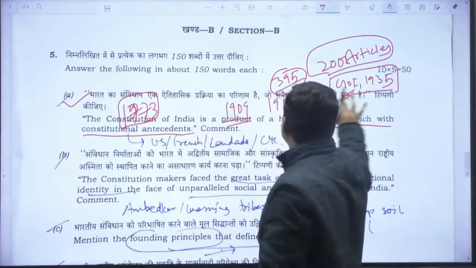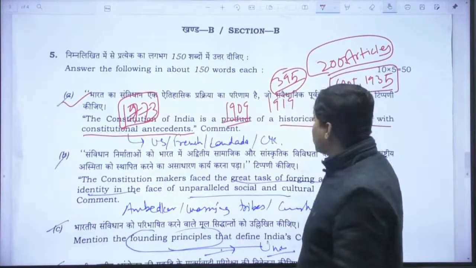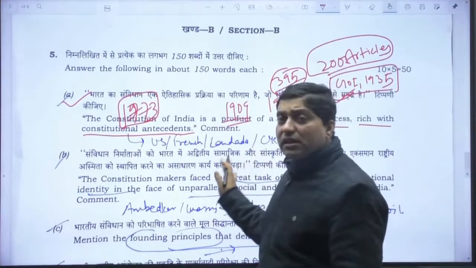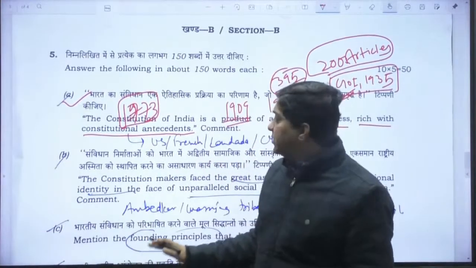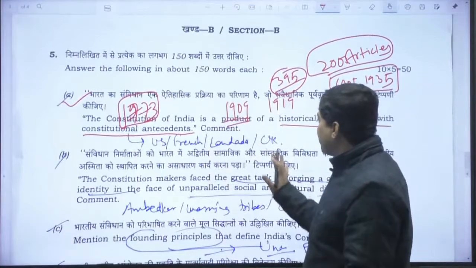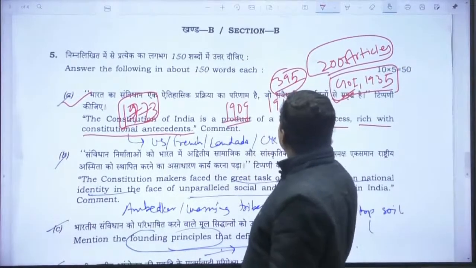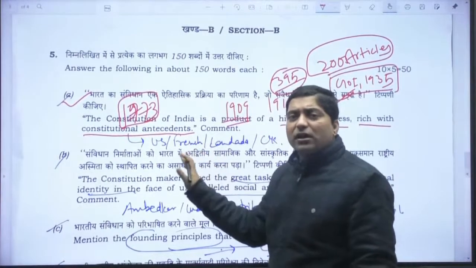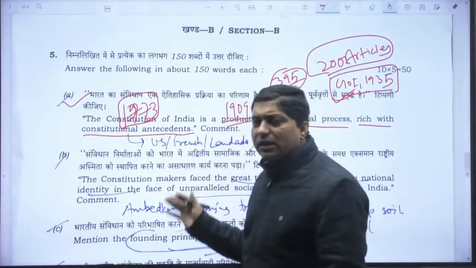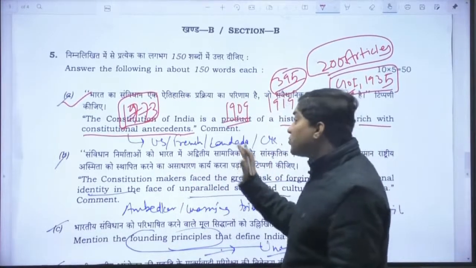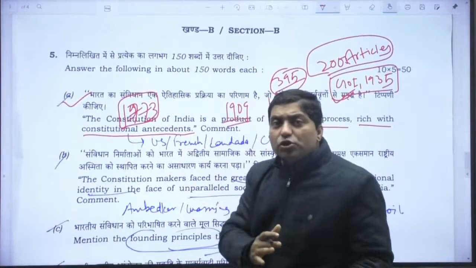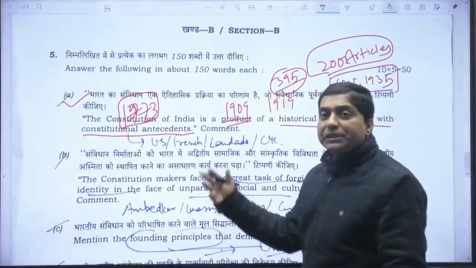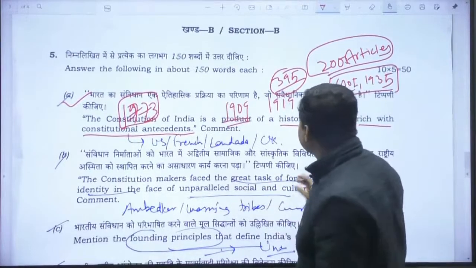So it has a journey, particularly a historical process, and it has also reached with constitutional antecedents rather than being accidental, right? So that is what you have to write. It is a very simple question, and at the same time the Indian Constitution was also influenced by other constitutions like the US, Japan, Canada, UK, etc. But it was asking how the Constitution had journeyed in its framing.